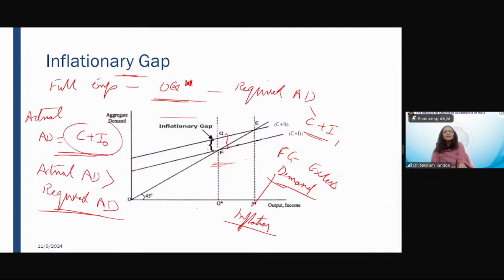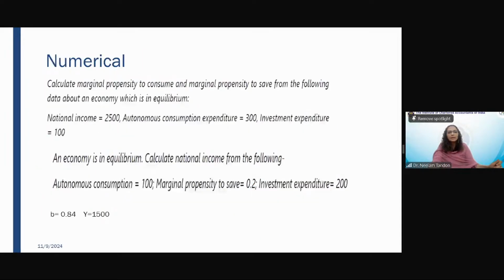Inflationary gap. Once the price starts increasing, what will happen? People will not be able to afford at a high price. Consumption will start decreasing, and once consumption starts decreasing, aggregate demand starts decreasing. And the actual aggregate demand is equal to required aggregate demand at OF. So this is the inflationary gap and deflationary gap in a two-sector model.